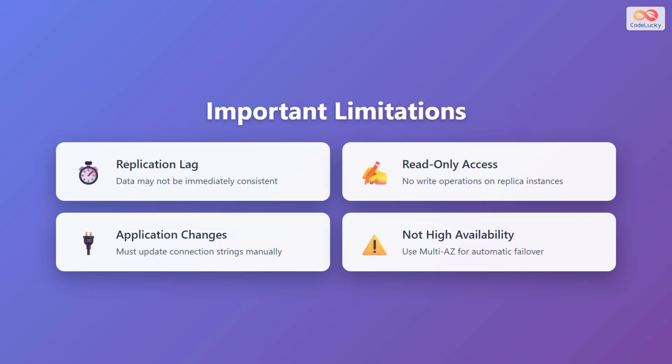Read replicas have some important limitations to understand. Replication lag means data might not be immediately consistent between the primary and replica. Since replicas are read-only, your application cannot perform write operations on them. You must manually update your application's connection strings to use replica endpoints. Finally, read replicas do not provide high availability with automatic failover. For that capability, you should use RDS multi-AZ deployments instead.